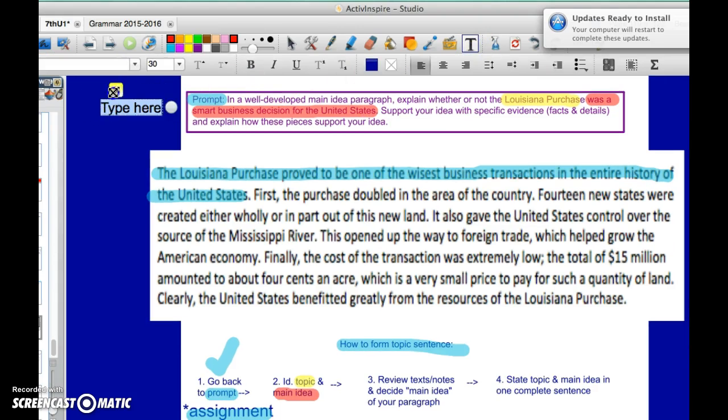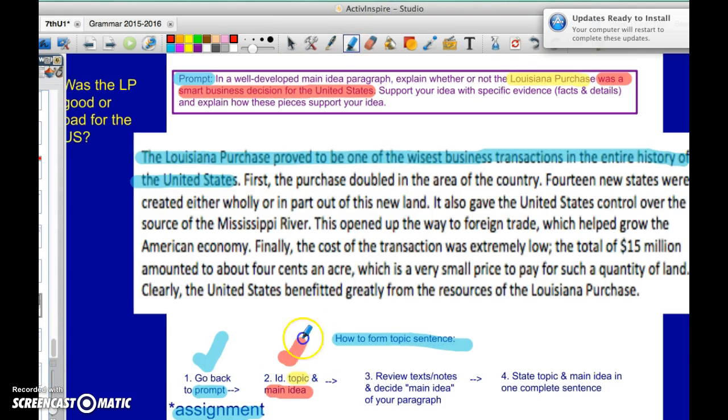So in other words, we can almost rewrite this as a question. Was the Louisiana Purchase good or bad for the U.S.? So our main idea is either going to be it was good or it was bad. We've done step 2. Now let's move on to step 3.